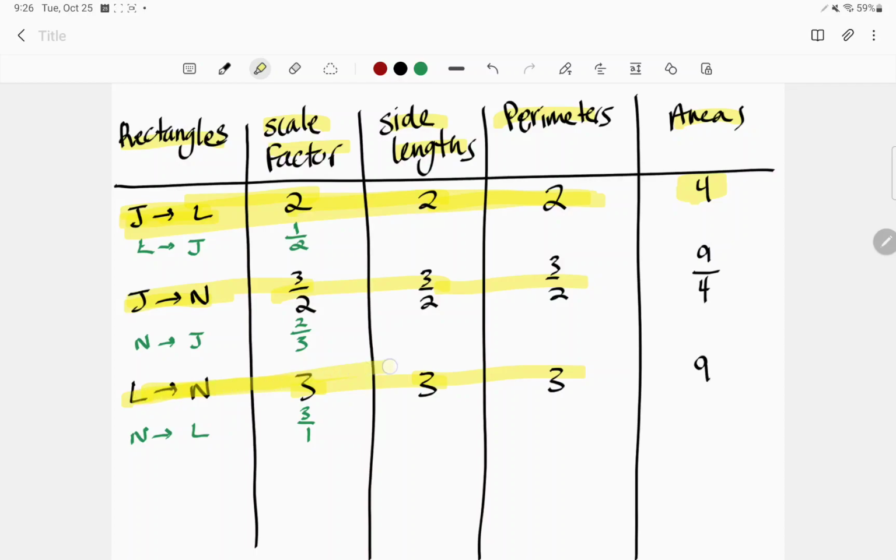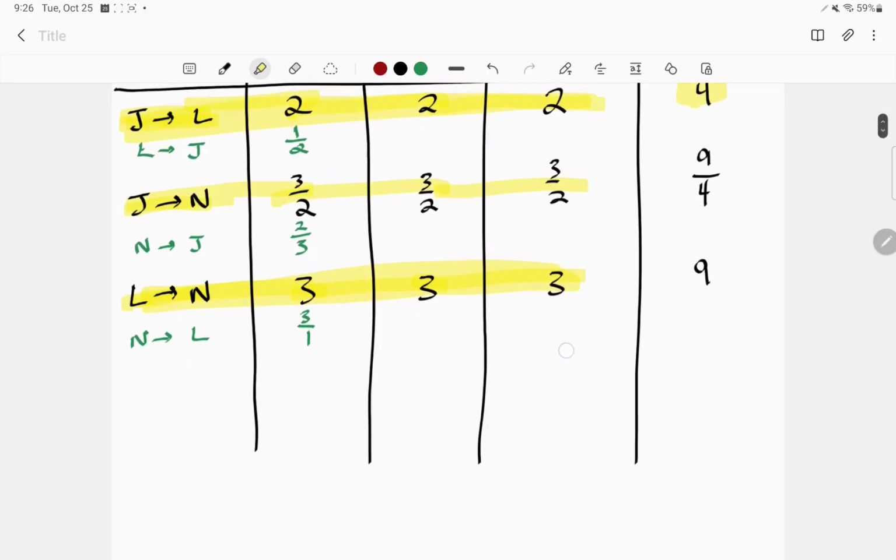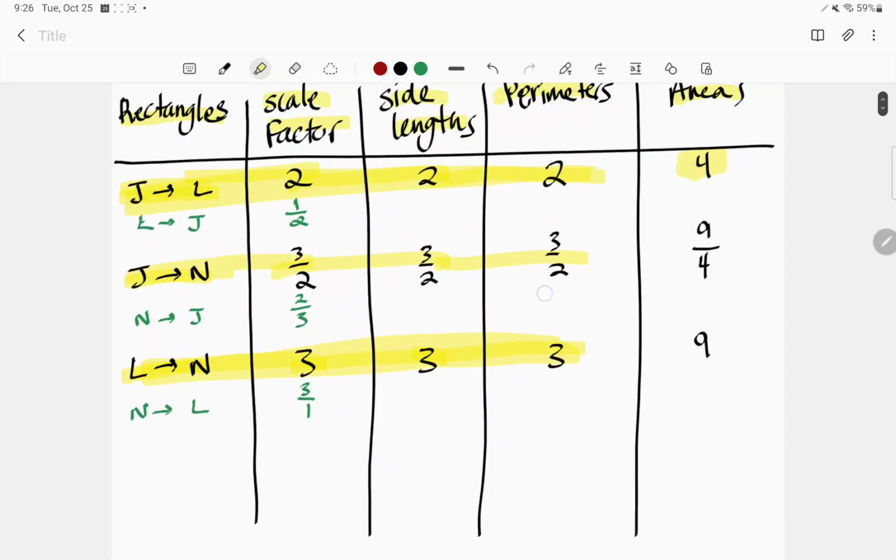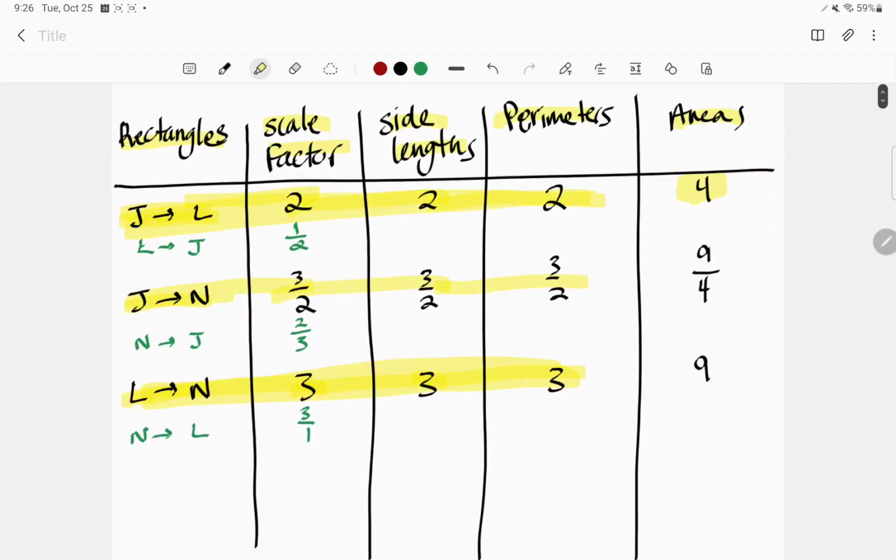From L to N, we tripled the side lengths. Right? But it way more than tripled the areas. So you have to be really, really careful. And in fact, the relationship between these, and I want you to write this in your own words.